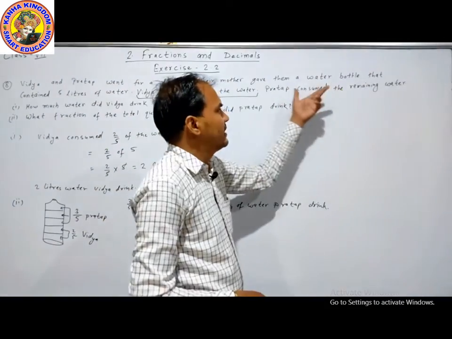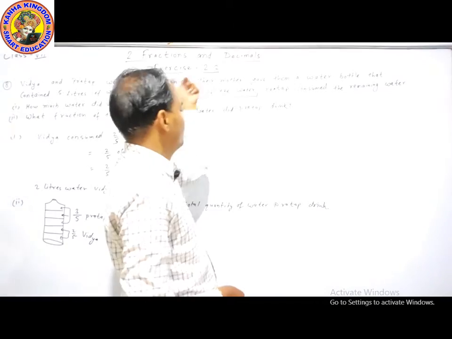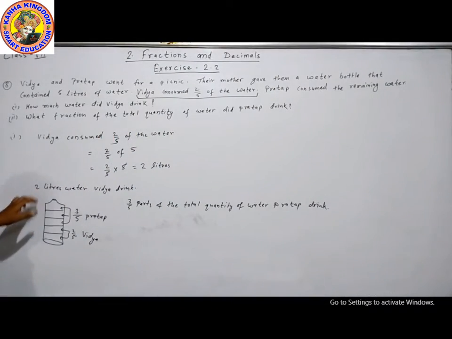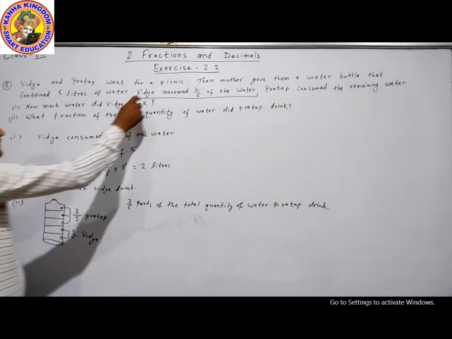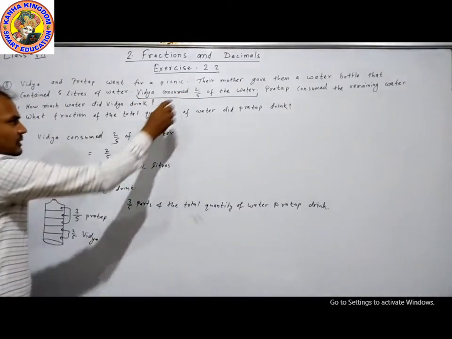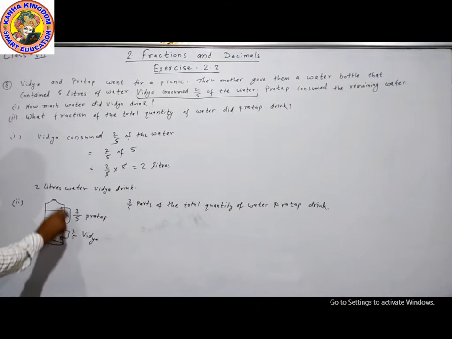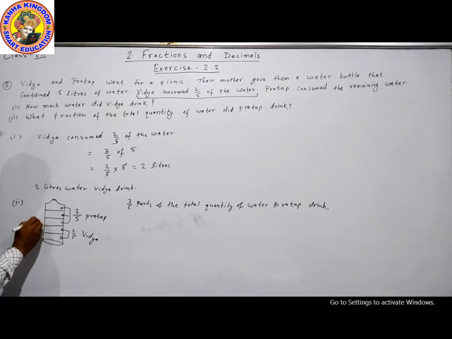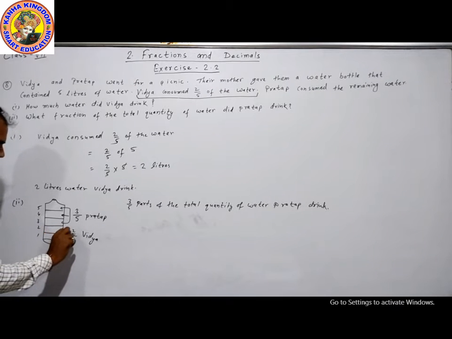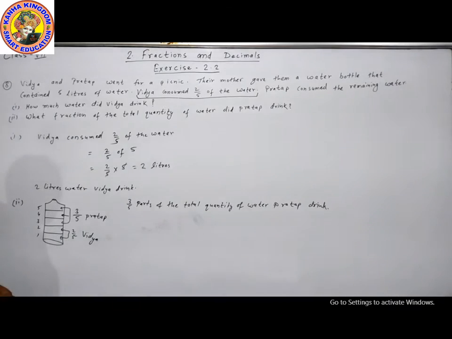Pratap consumed the remaining water. Whose remaining? Vidya's remaining. Here is a water bottle. Vidya consumed 2 by 5, 2 out of 5 parts. I draw a bottle in 5 parts: 1, 2, 3, 4 and 5. There are 5 parts. Vidya consumed 2 parts out of 5, 1 and 2. There are 2 by 5 consumed by Vidya.